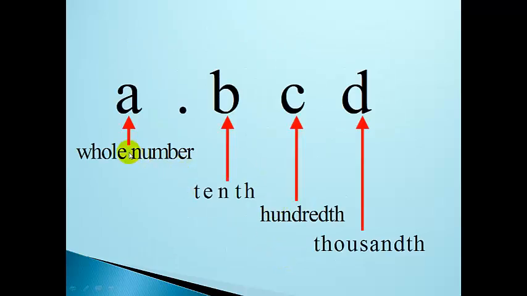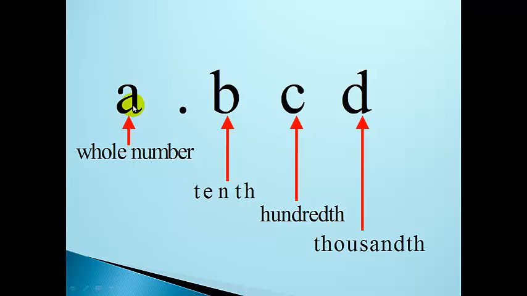Now take note of this. Assuming you are given this decimal fraction, A.BCD. A is the digit before the decimal point. B is the first digit after the decimal point. C is the second digit after the decimal point. And D is the third digit after the decimal point.